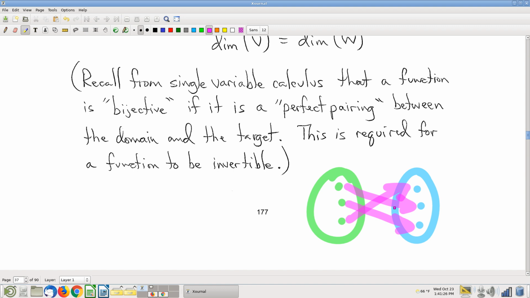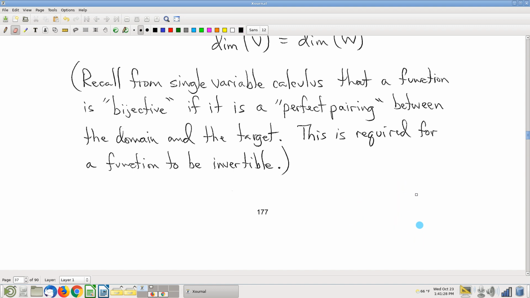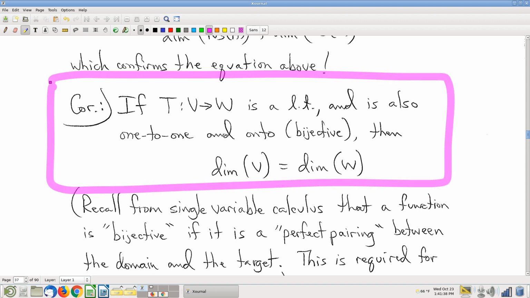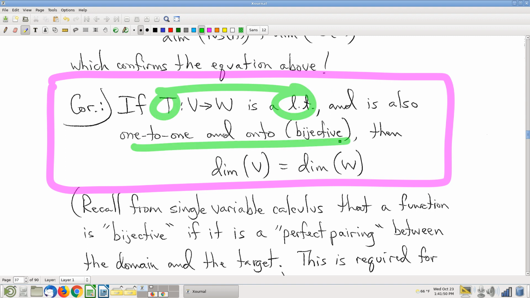Okay, so what can you do with this? Why do we care about this? It turns out that a bijective linear transformation has a really nice feature. And that's this theorem here, a corollary of the above. We'll see why in a moment. So if you have a linear transformation that is bijective, then the domain's dimension and the target's dimension are the same.